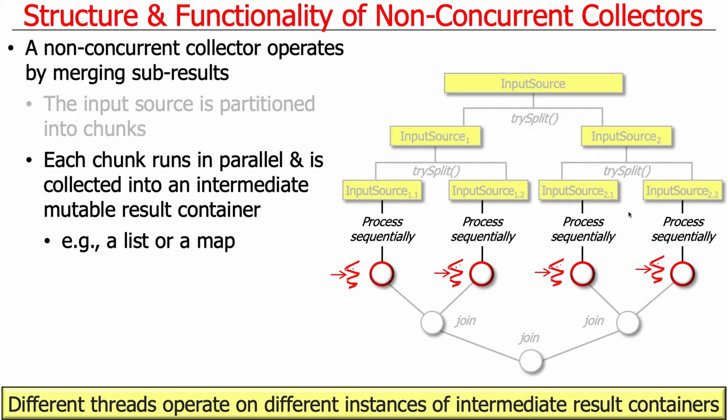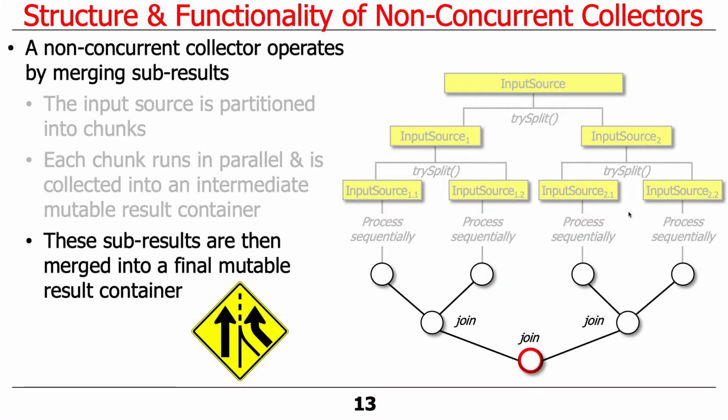Different threads can operate on different instances of these intermediate results. So as you can see here, we might have a bunch of threads running in parallel, getting us our initial intermediate result containers. And then, as we talked about before, these intermediate results are all merged together into a final mutable result container. I should use the word final carefully here. It's not like Java final. It just means a single mutable result container, which is going to be the final result.